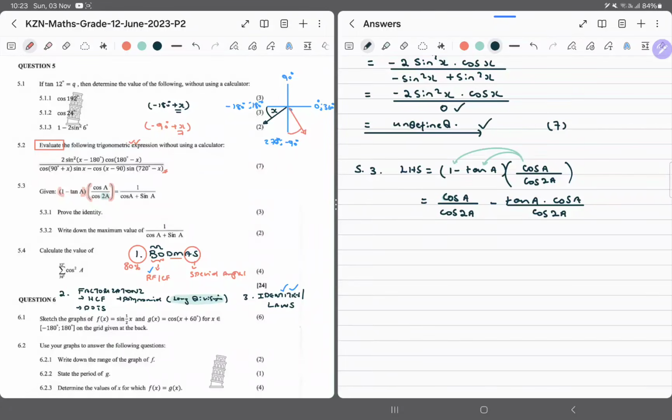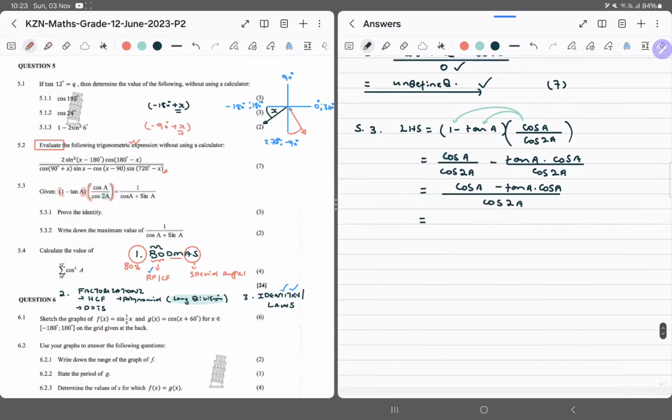Okay, easy. And then we see that we've got like terms here because the denominator is the same. So we write cos 2a, this one becomes cos a minus, now we have tan a times, what am I doing? This is tan a cos a. Okay, take it step by step so that mistakes don't become your problem.